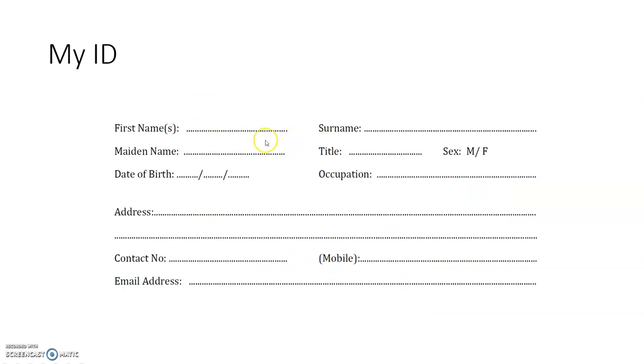Now, so this is a form. We fill in first name, surname. Maiden name is if you are married. Title, Mr., Miss. You're male or female. Your date of birth. When were you born? What year, what month, what day were you born? Occupation, your job. Your address, your telephone number and your mobile number and your email address.